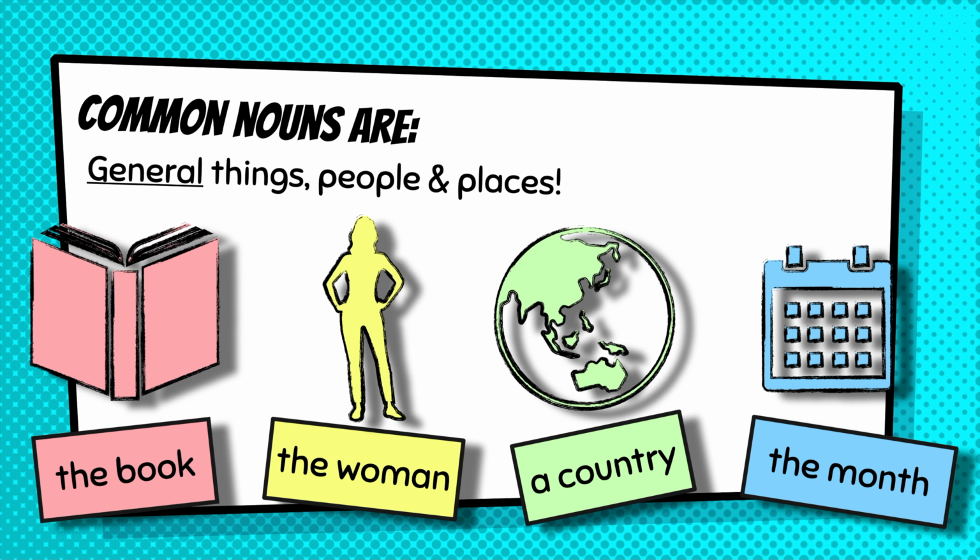They're very general. We're not getting specifics there. We don't know what woman exactly. We don't know which exact book. We don't know the country. We don't know the month. These are very general things, and they are just common nouns. They're just items, they're things.